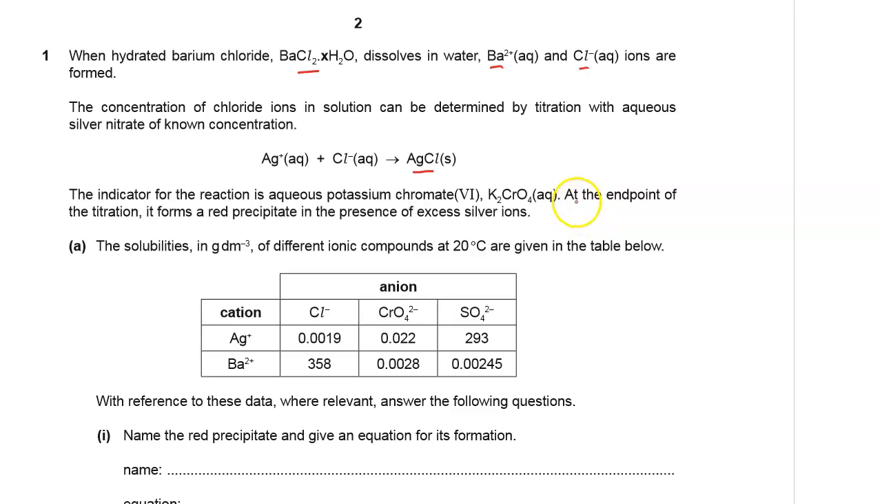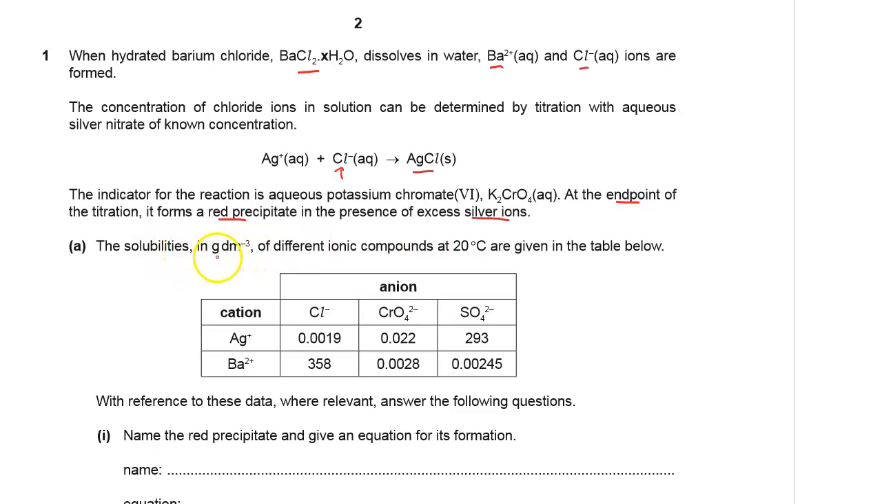At the end of the titration, it forms a red precipitate in the presence of excess silver nitrate, silver nitrate that has not got chloride ions to react with. The silver ions will react with the potassium chromate and form a red precipitate that will indicate that the chloride ions that were released when barium chloride dissolved in water have all been mopped up, and therefore the excess silver ion will now only react with chromate ion. That will indicate the end point.